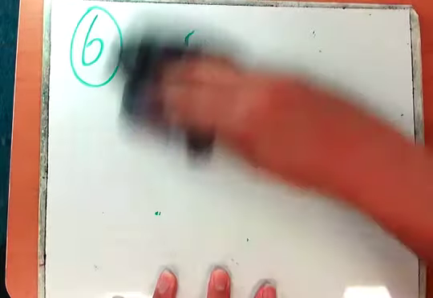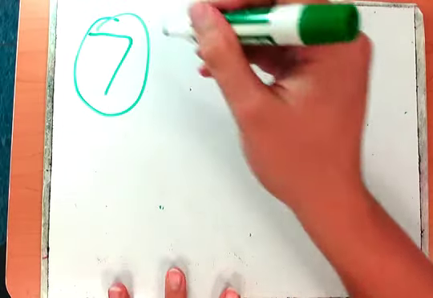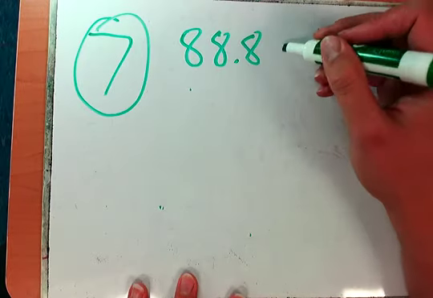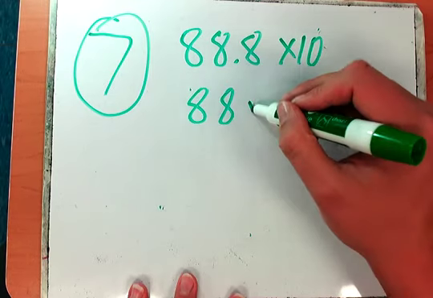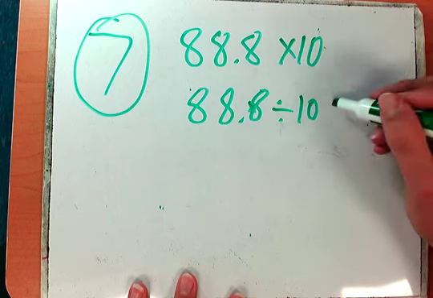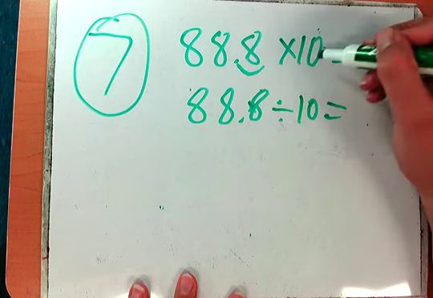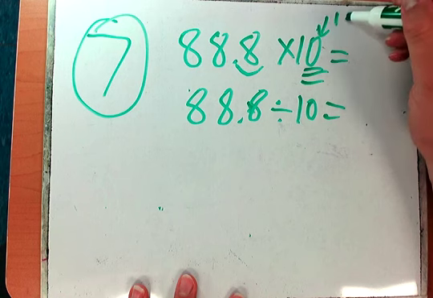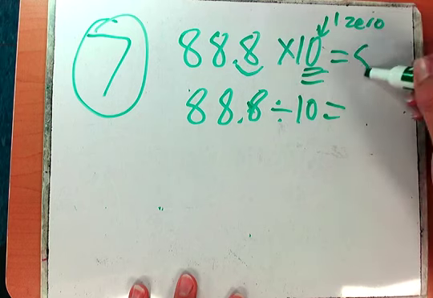Okay, moving on to question 7. This is the standard one that we've had before. 88.8 times 10. Well, this one makes it bigger. How does it do that? It moves the decimal point the number of zeros that are there. 10 means one decimal point move. So this is 888.